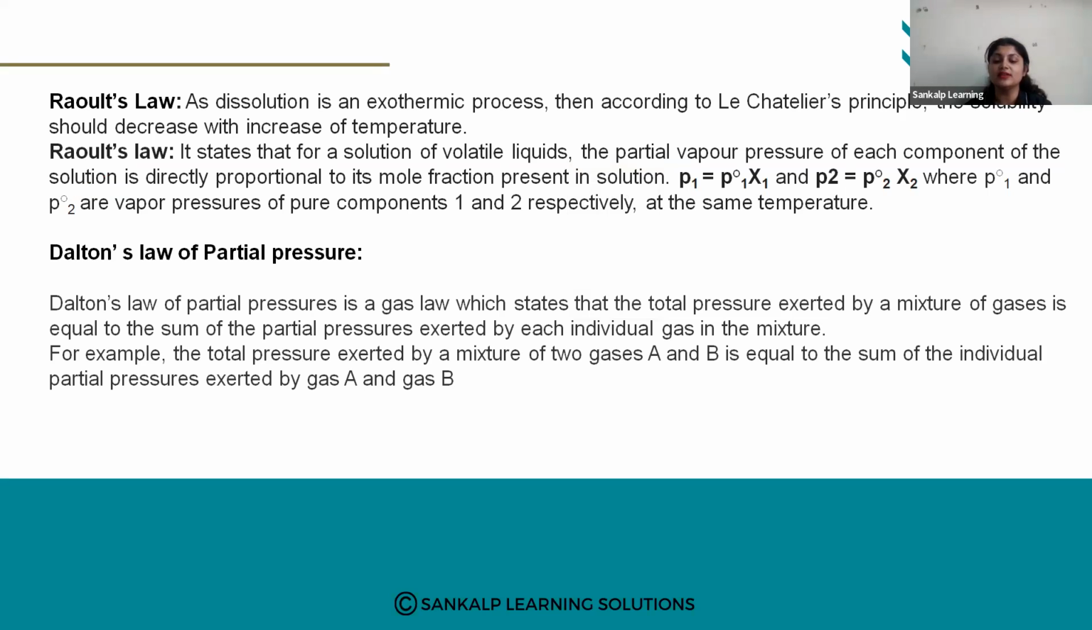Let us consider a binary solution of two volatile liquids. Binary means two, a solution consisting of two different components. What do you mean by volatile? Volatile means the liquid easily gets evaporated at normal temperature. For example, ether, alcohol. These liquids easily get evaporated.